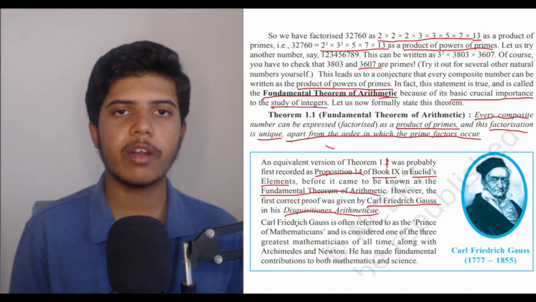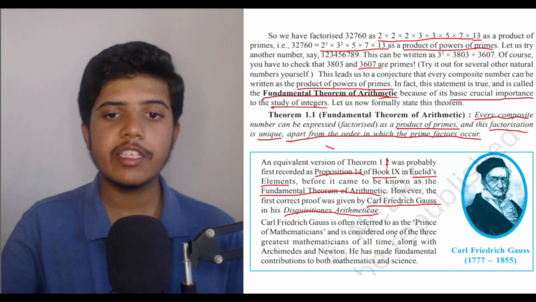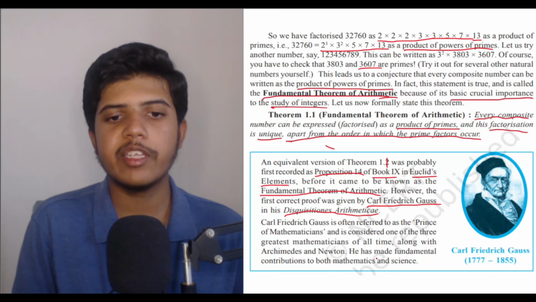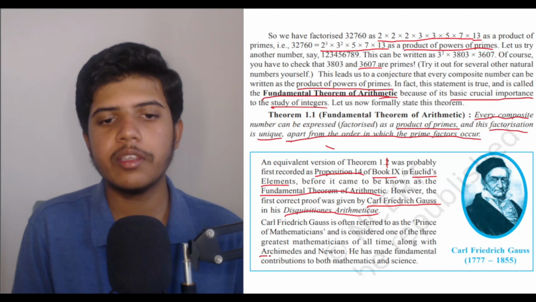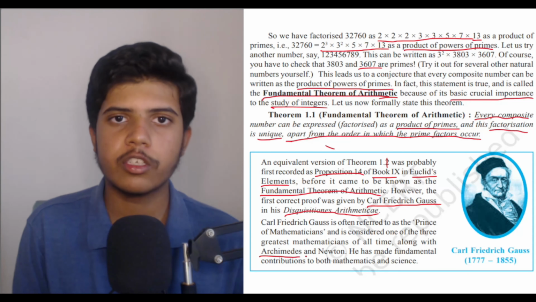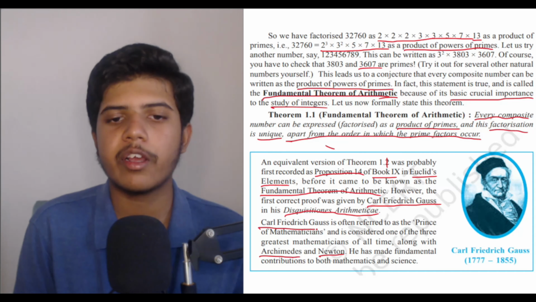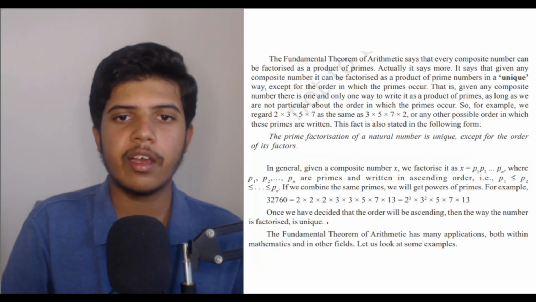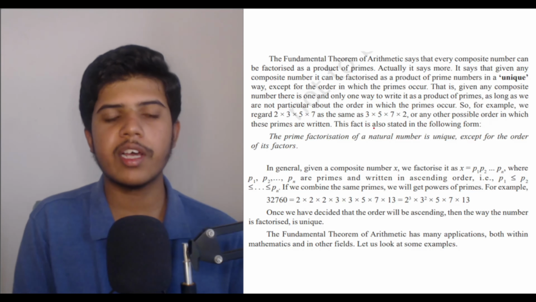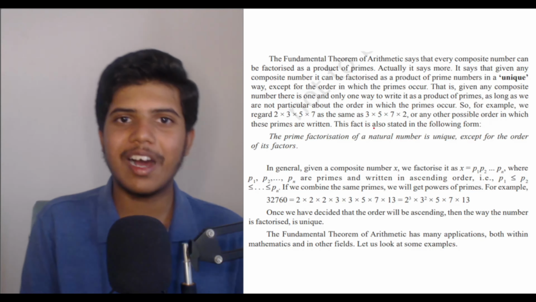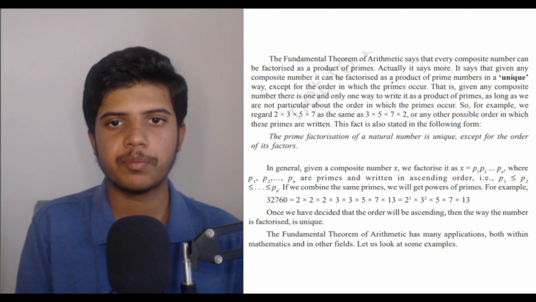Carl Friedrich Gauss is often referred to as the prince of mathematicians and is considered one of the three greatest mathematicians of all time, along with Archimedes and Newton. He has made fundamental contributions to both mathematics and science. If you see all three of them, Archimedes also made fundamental contributions to mathematics and science, Newton also, and Carl Friedrich Gauss also. Okay, mathematicians' names might be asked. Generally, again, this also they do not ask, but better be prepared. So Carl Friedrich Gauss was the person who gave the first correct proof of the fundamental theorem of arithmetic.